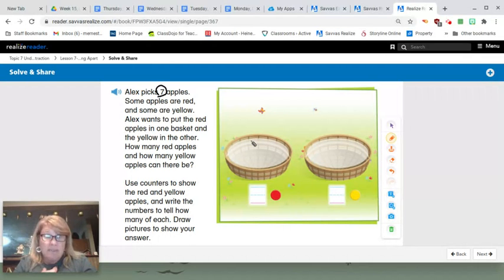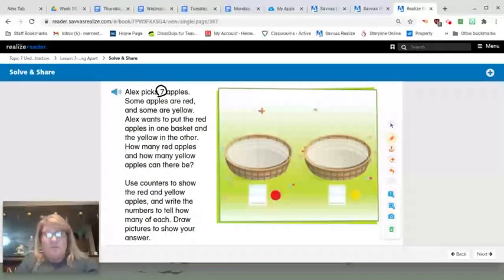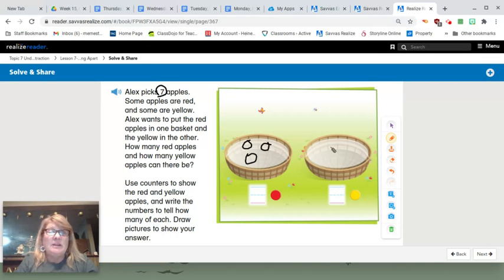You can do the same as me, or you can do something different if you'd like. I'm going to go ahead and put 7. 1, 2, 3. And I'm going to stop there, and now I'm going to keep counting and add the rest of them to the yellow basket. 4, 5, 6, 7.